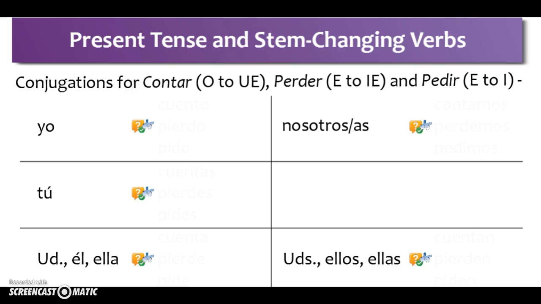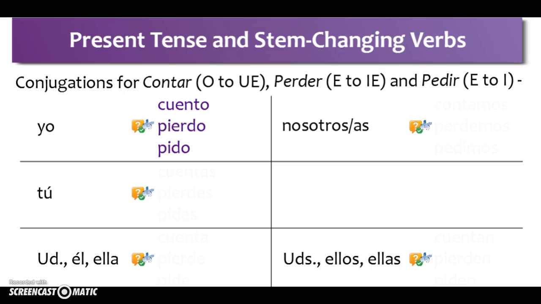So let's look at three different examples of these conjugations. Contar, which is an O to UE verb, perder, which is an E to IE verb, and pedir, an E to I verb. When we conjugate for yo: cuento, yo pierdo, or yo pido.